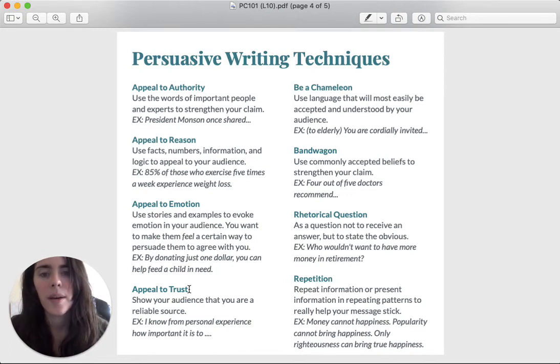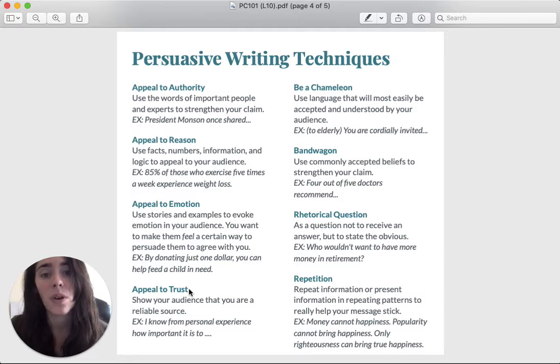Now, bandwagon. This is another technique, and you have to be a little bit careful with this because you don't want to make it seem like there's no real thought behind what you're sharing. But this is the kind of approach that you see when they say 4 out of 5 doctors recommend. This you can show a majority rules. Most people prefer this, most people do this or think this. You can encourage your audience to agree with you in that way.